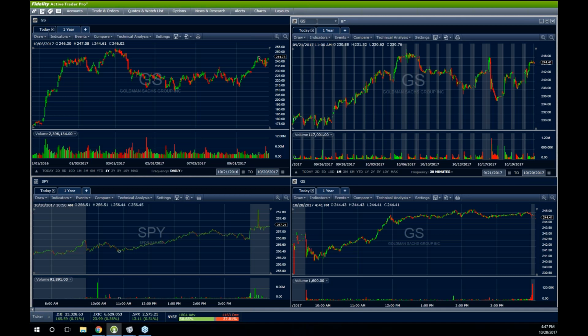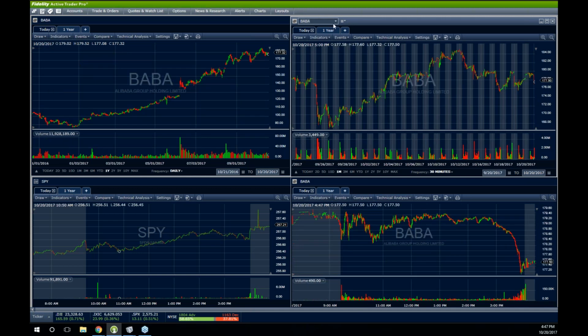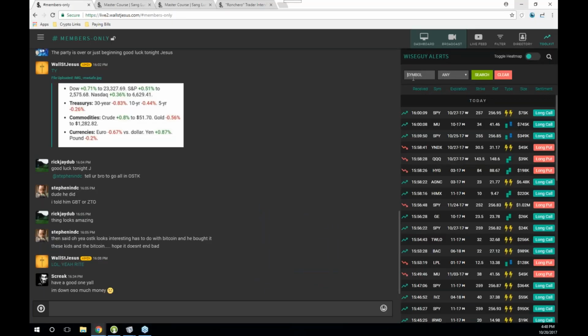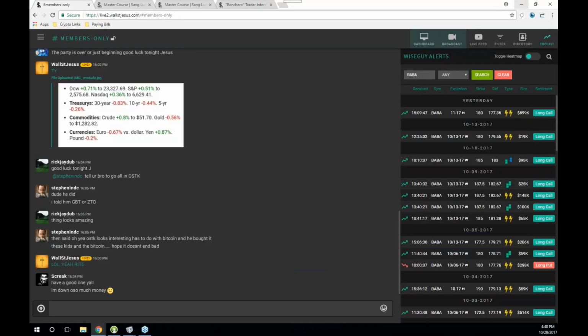Silas wants to take a look at Baba. There's a lot of dip buying here. Obviously, Baidu is a very strong stock. As long as this market goes higher, these dips on Baba are pretty good. We're also seeing a lot of the flow come into Baba and Baidu, but they've already run up a good amount. Yesterday, you can see 180s here for November.